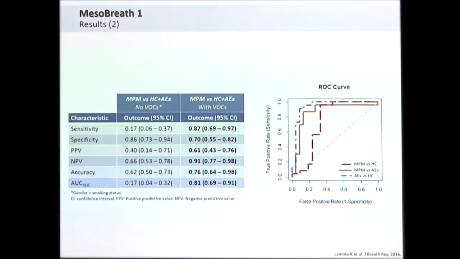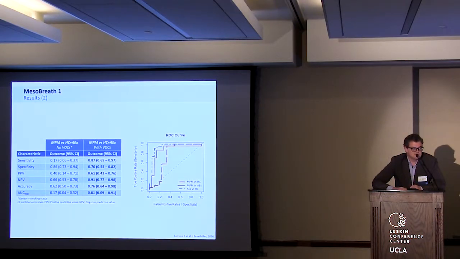Now, looking at the discrimination of those groups, we could discriminate mesothelioma patients from our healthy controls and the group with asbestos exposure with an accuracy of 76%, but with 87% sensitivity and 91% negative predictive value, which means that it could be used as a potential exclusion screening tool for mesothelioma, as can also be seen here at the orange line. You can use it to discriminate our mesothelioma patients from our at-risk group of asbestos-exposed individuals.